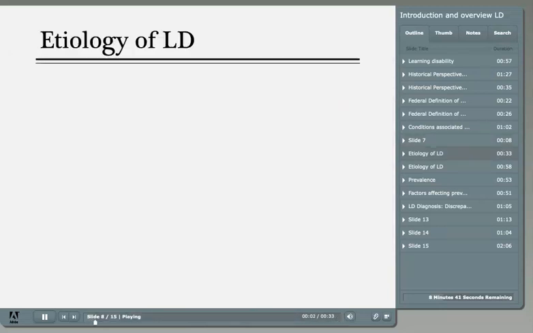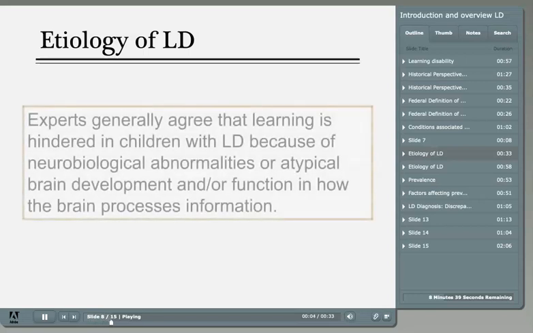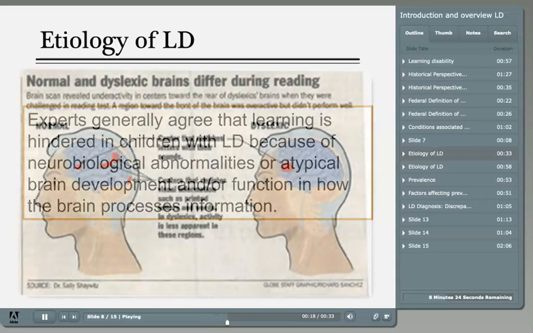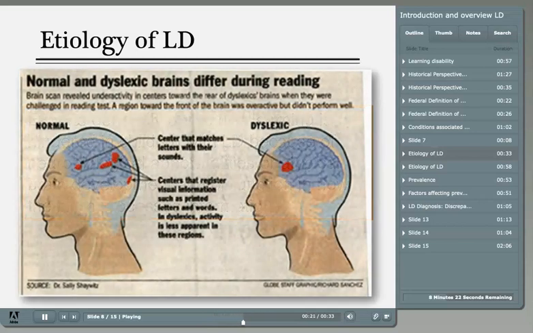It is important to remember that there is no known cause of learning disability. However, people are in total agreement that learning disability is a biologically or organically based condition. Individuals with learning disability have brains that work differently than people without learning disabilities. Their brain processes information ineffectively, and this causes the problems in achievement. Take a look at this picture depicting differences between a normal brain and a brain of an individual with dyslexia.